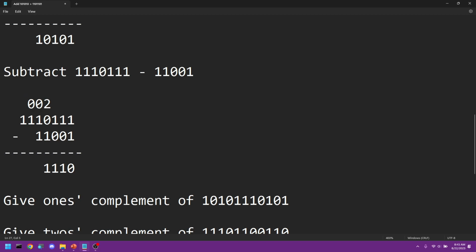So this is a 0. And now this is a 2. 2 minus 1 is 1. And now that's a 0. We just bring it down. And that's a 1. We just bring it on down. Okay.